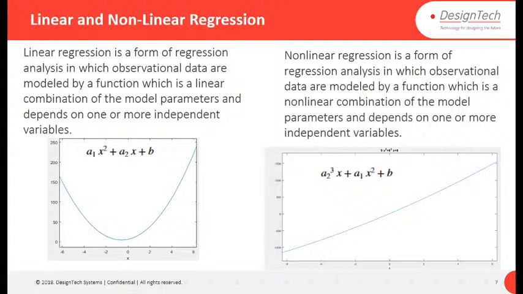Next, linear and non-linear regression. Already we discussed. See this first graph. This is a linear regression, right? Here, what are model parameters A1 and A2? Both are linearly added. The second graph which you see is non-linear because A2 is cubed and A1 is just a constant. So here A2 cube and A1 are non-linearly added. That's why it is a non-linear regression.